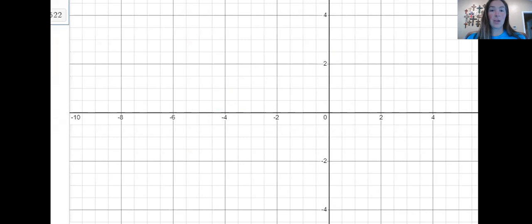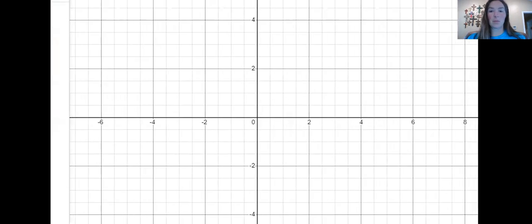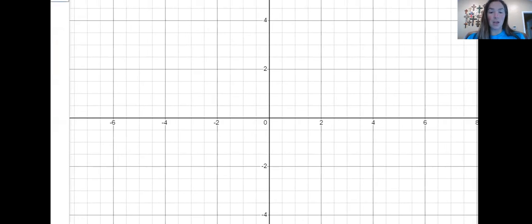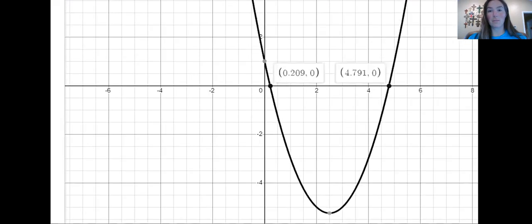See if I didn't make a mistake this time. See if I can put the graph in there. And again, I'm just copying and pasting the graph in. I'm not really showing you guys what I put in, but look, there's our 0.21 and there's our 4.79. So this time I did do it correctly. And again, I just put in our equation and then it gave me the graph.